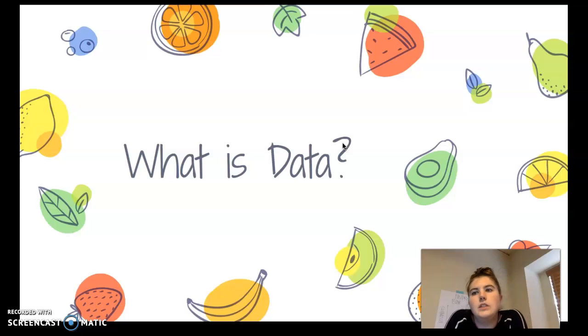The next we have is numerical data. This is the measurable data, which means that you can get an average from the data, or you can order the data in ascending or descending order.